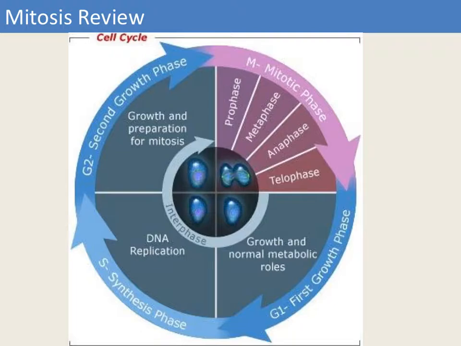So once it's going to replicate, you have to double the amount of DNA. Then you've got more growth for the G2 phase, and then the mitotic phases, which include prophase, metaphase, anaphase, telophase, and then cytokinesis is where you have two daughter cells.